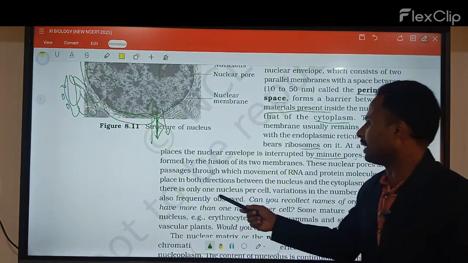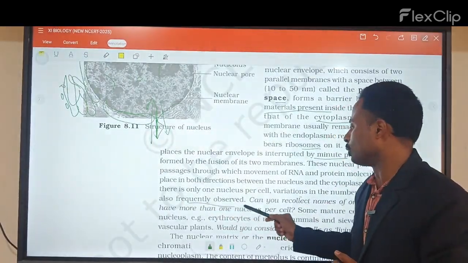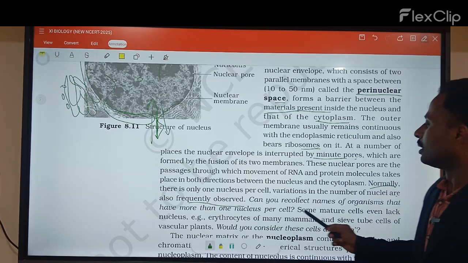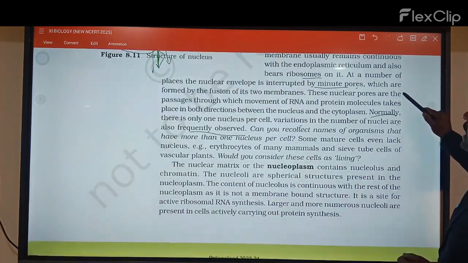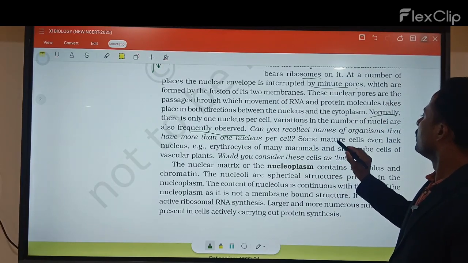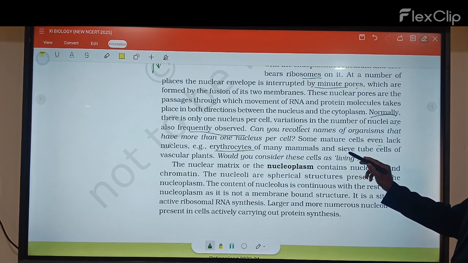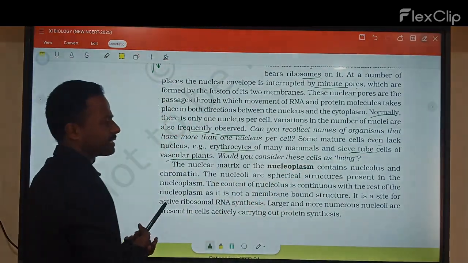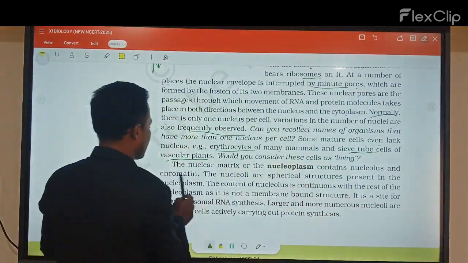Normally there is one nucleus per cell, but variation in the number of nuclei is frequently observed. Can you recollect the names of organisms that have more than one nucleus per cell? Some mature cells even lack a nucleus, for example erythrocytes in many mammals, and the sieve tube cells in vascular plants.